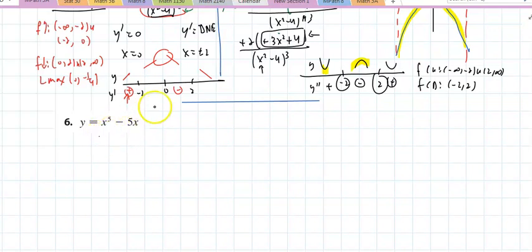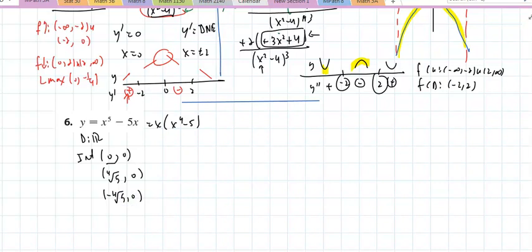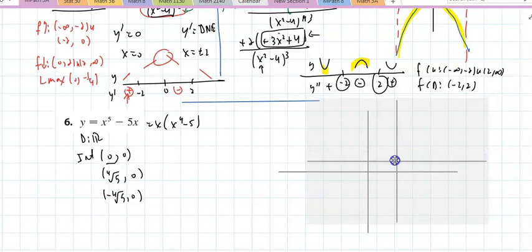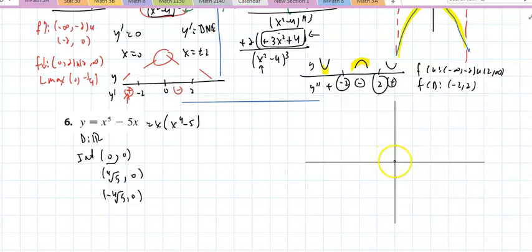So I look at this problem: domain all real numbers, intercepts. Well, this is x times x to the 4th minus 5. So if x equals 0, y equals 0. But if y equals 0, I get 0 is already there, and I get the 4th root of 5 and negative 4th root of 5. So far I have these values on the graph. The graph must pass through the origin. And the 4th root of 5 is a bit bigger than 1.